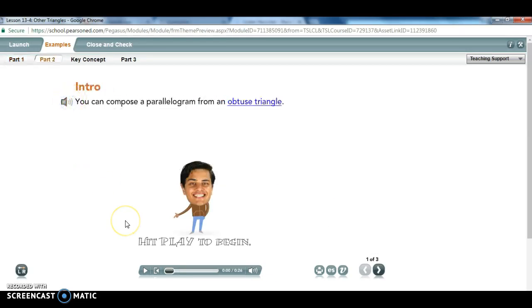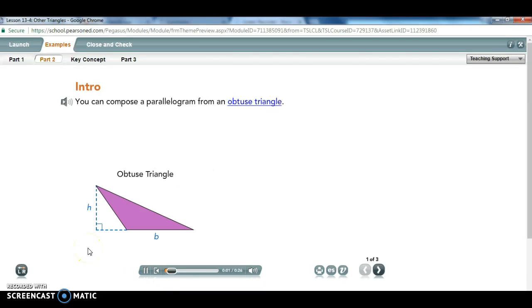You can compose a parallelogram from an obtuse triangle. Suppose you have an obtuse triangle with height h and base b. To compose a parallelogram, first, make a copy of the obtuse triangle. Rotate the copy, and then push the triangles together to form a parallelogram. So you can use an obtuse triangle to compose a parallelogram with the same base and height as the obtuse triangle.